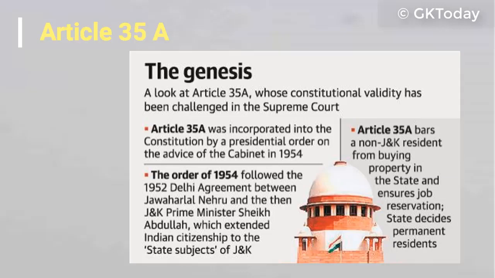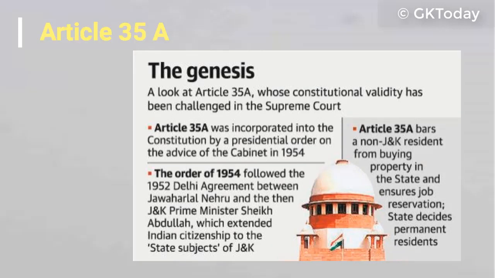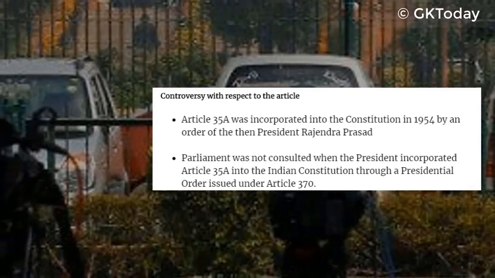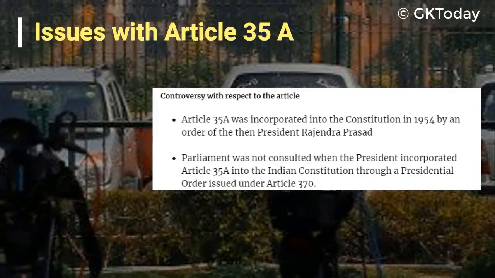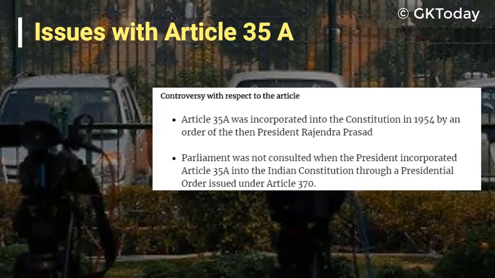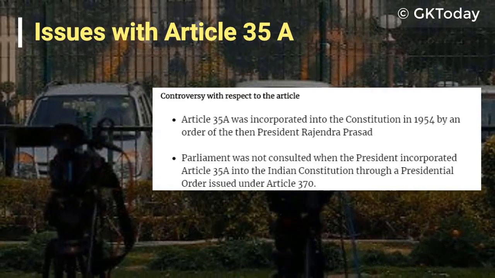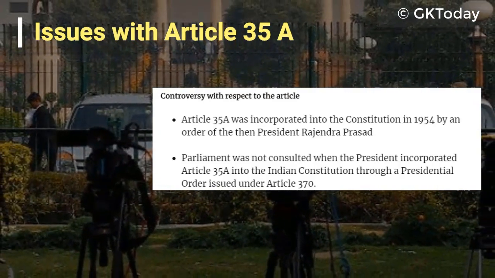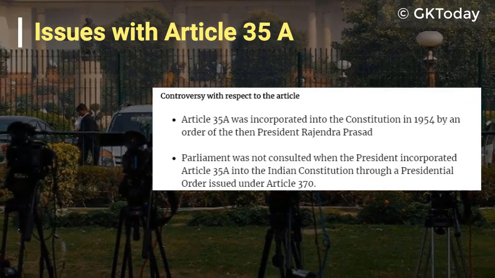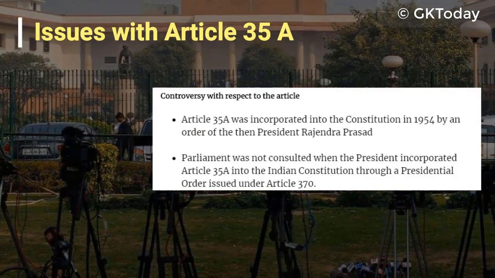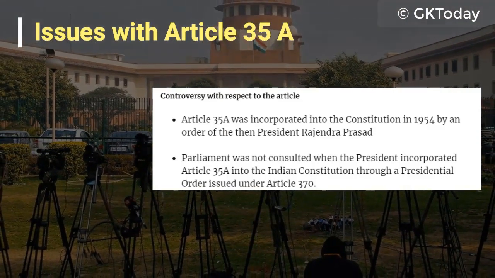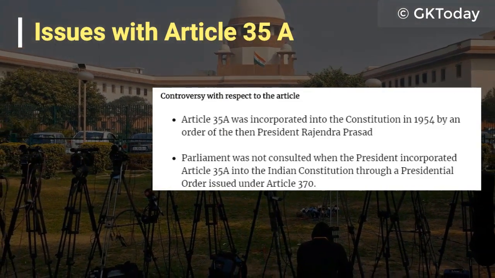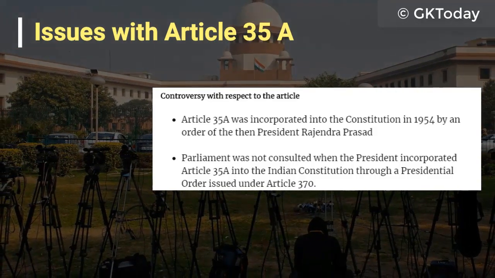Now what are the issues associated with this Article 35A? Actually in 2014, an NGO called We the Citizens challenged Article 35A in the Supreme Court on the grounds that it was not added to the Constitution through a Constitutional Amendment Act under Article 368. It was added through a presidential order. Therefore, the constitutional procedure was not followed. Another ground on which Article 35A is criticized is that it is discriminatory in nature. So this was the history of Jammu and Kashmir and Article 370 as well as Article 35A.